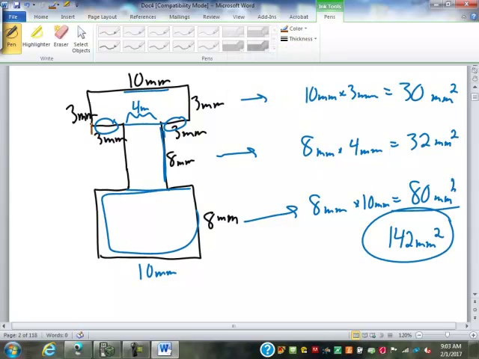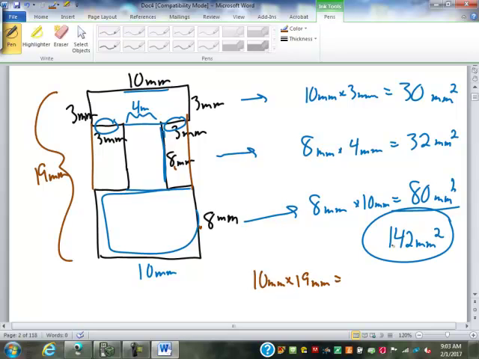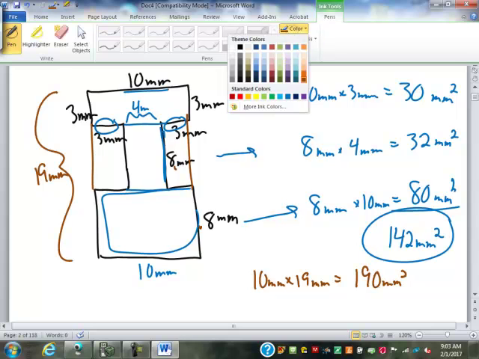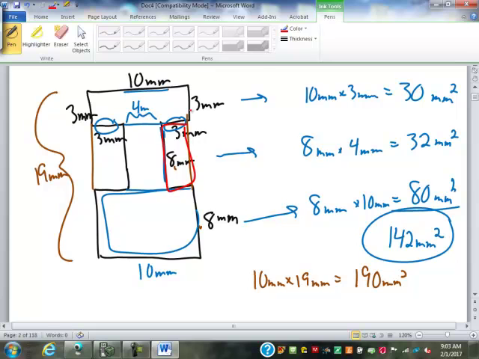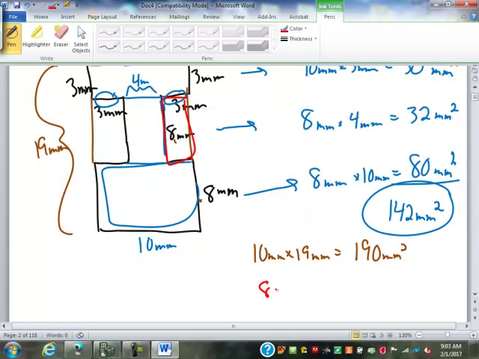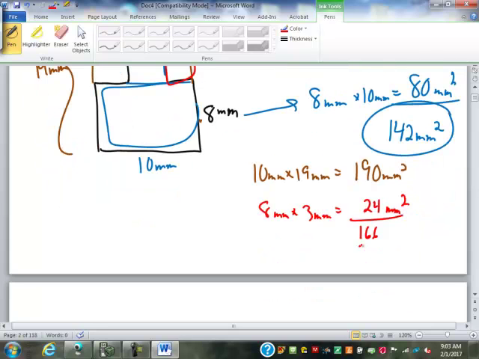If you had done it the other way, you've got to find this overall dimension. So 8 plus 8 plus 3 is 19 millimeters. You'd have 10 by 19. Nope, that's right. 190 millimeters squared. Then you're going to subtract out, this is 3 by 8 here. That's 24. Subtract that out to get 166 and subtract it again, because there's one on the other side. You get 142.